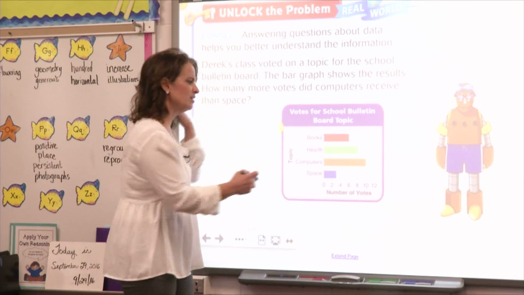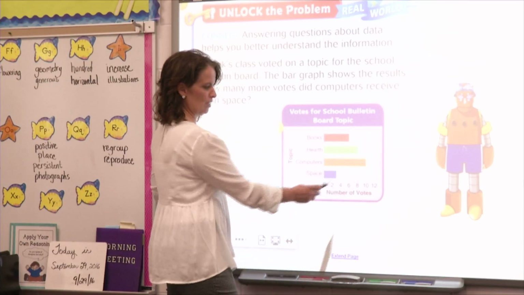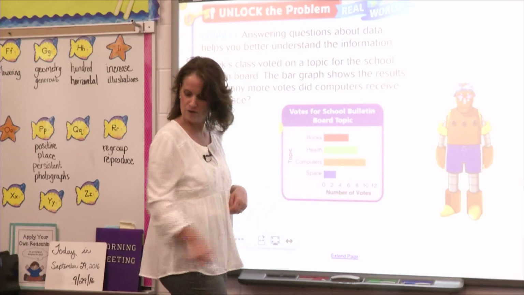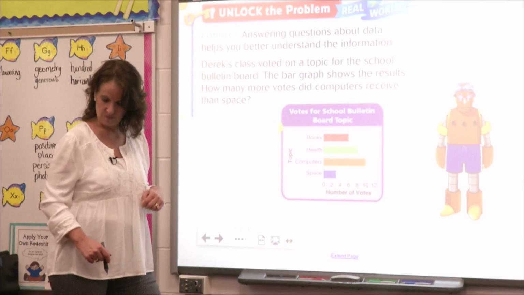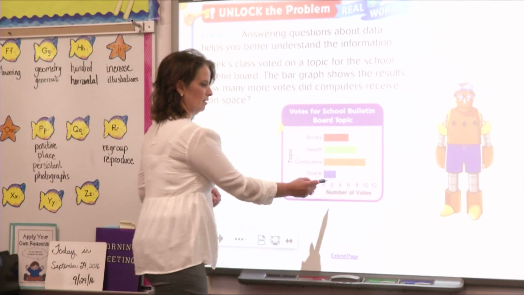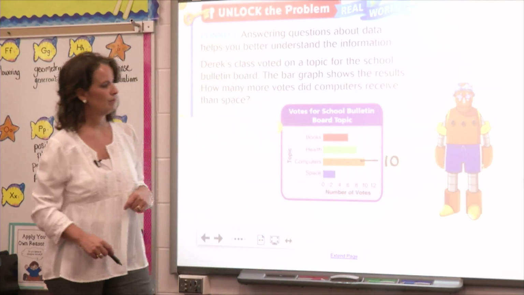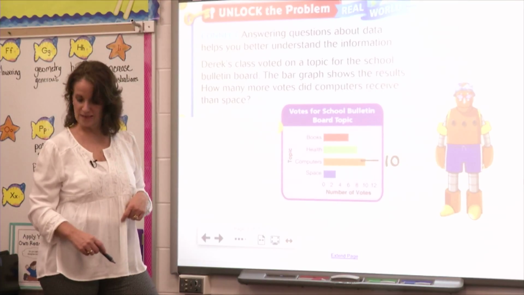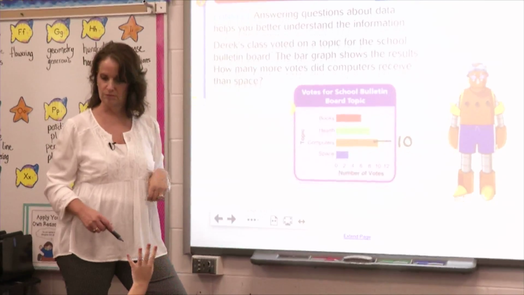All right, so the first thing I have to do is look at the computers, and I always told my kids to just go ahead and figure out how many people voted for computers. How many people? 10. How do you know that, Caleb? Because it's counting by twos, which is 2, 4, 6, 8, 10. And the orange bar graph of computers ends at 10, so that's how many voted for computers. And how many voted for space?